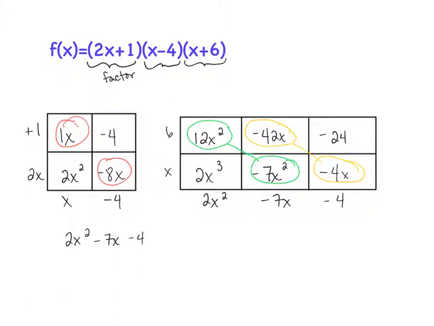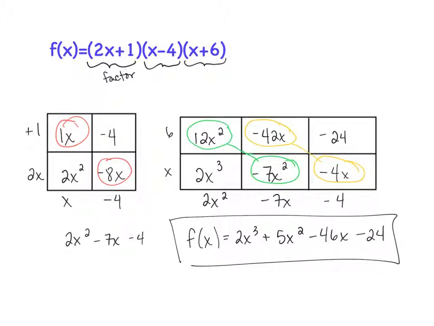So my resulting polynomial in standard form is going to be 2x to the third, 12x squared minus 7x squared, or plus a negative 7x squared, is going to give me 5x squared. Negative 42x plus a negative 4x, or minus 4x, is going to be negative 46x. And then minus 24. So that is my standard form equation. And so these two are equivalent. They're the same equation, written in a different form. So that was kind of what we covered in 6.4.